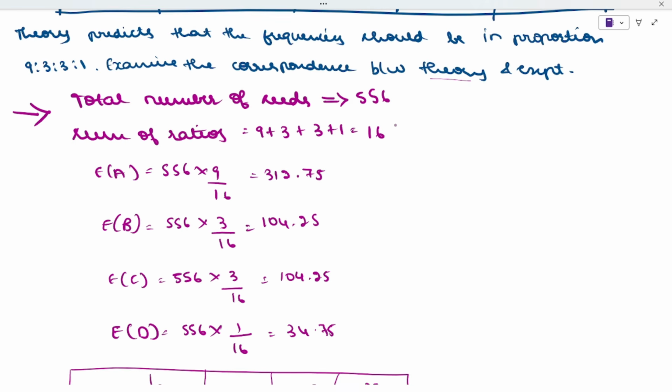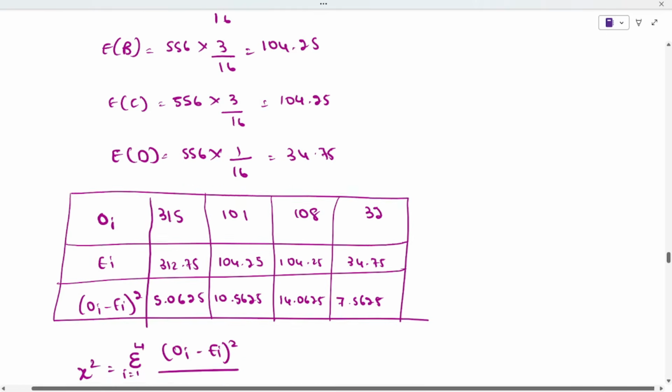Now you consider the total ratio is 16, and first you consider the 9 ratio, 3 ratio, 3 ratio, and 1 ratio. And the total number of seeds, you have to multiply and divide by the ratio of that. Okay, now you will get some values. You can do all this in a calculator.